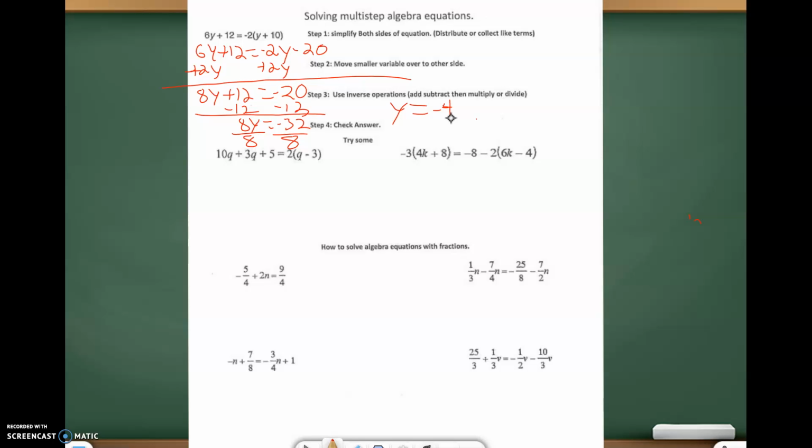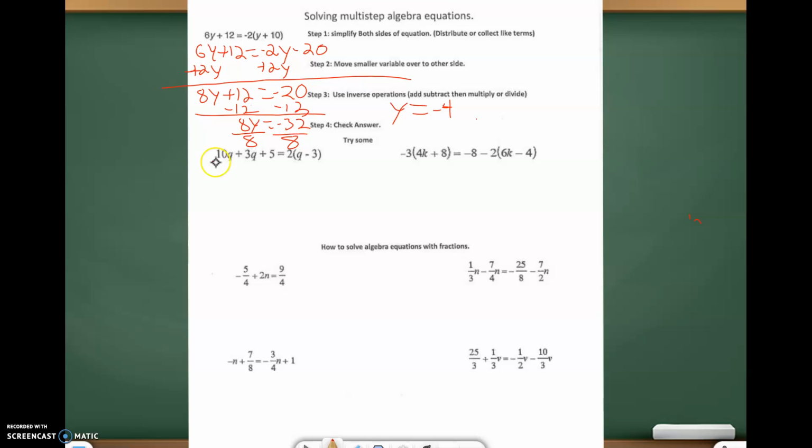If you did that, 6 times -4, well, that's -24 plus 12 would be -12, right? Then if I plugged it in over here, -4 and 10 would be 6. 6 times -2 is -12, so they balance out. A lot of times you could do the check in your head, okay? All right, next problem here.